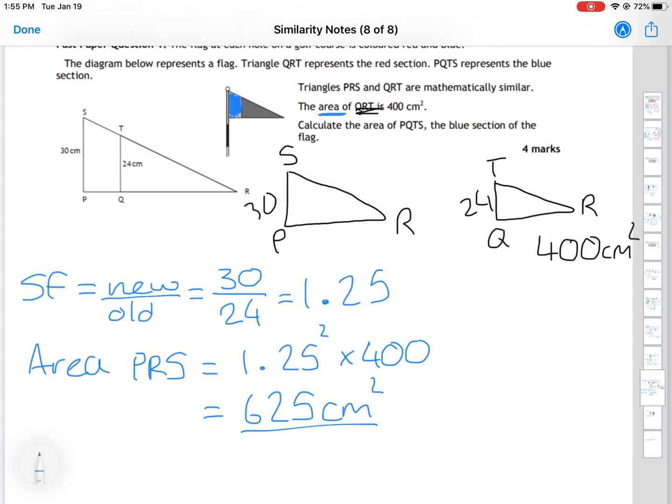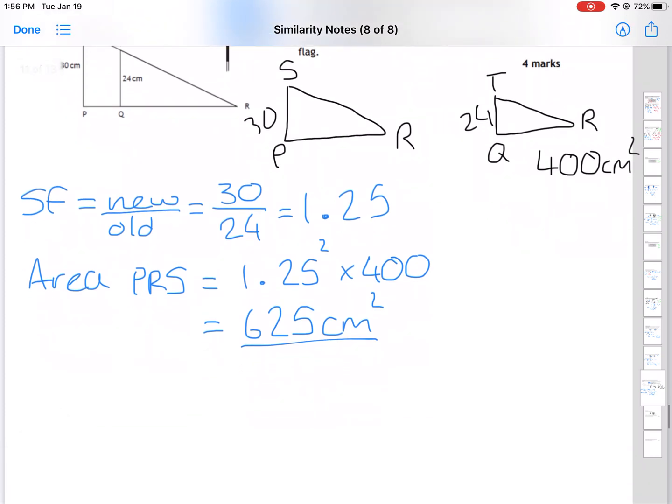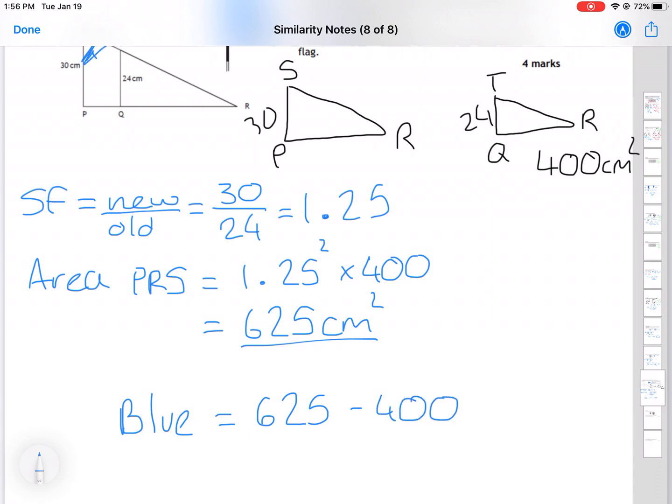We are not finished yet. That gave us this whole area of the larger triangle. We know that the area of the smaller triangle is 400. So in order to get the blue section, which again, apologies, you can't see that in the diagram, it's the section that is the big triangle, take away the smaller triangle. So it's this bit here that we're trying to find. Now when we subtract that, it'll give us 225 centimetres squared as our final answer.